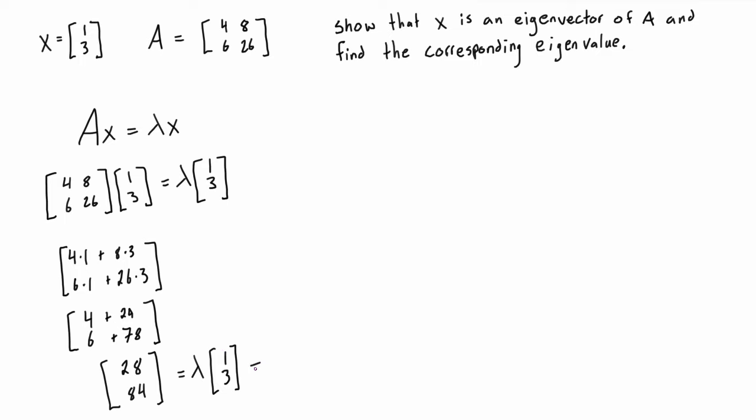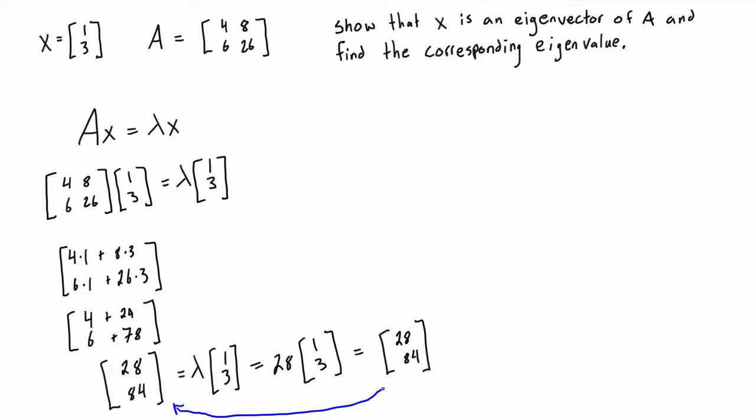And if we do that, we have 28 times 1, 3. And if we distribute this in through scalar multiplication, we just get the top element is 28, and the bottom element is 28 times 3, that is 84. So there we go. What we have is the original left-hand side, and it's equal to the original right-hand side over there. Probably write that a little bit nicer. There we go.